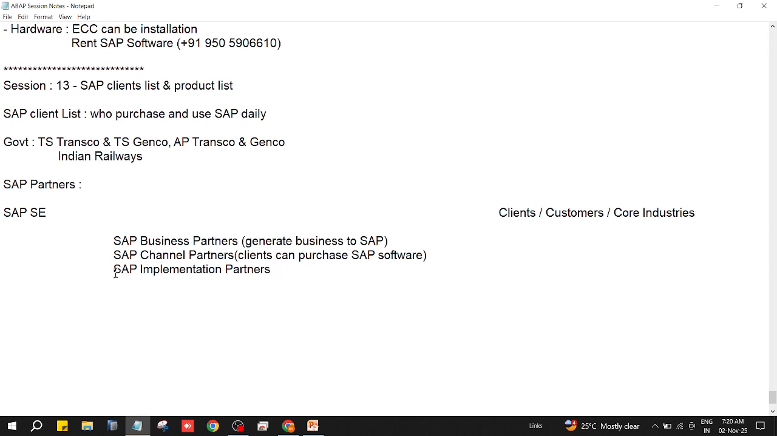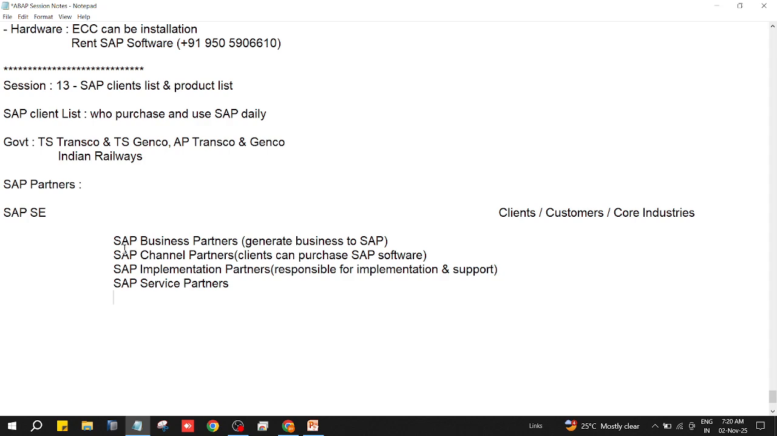Coming to the SAP implementation partners. They are responsible for implementation, post-implementation hypercare support and all future support. There are also exclusive service partners. They provide all kinds of services of SAP. But who are these? These companies are also IT companies only.